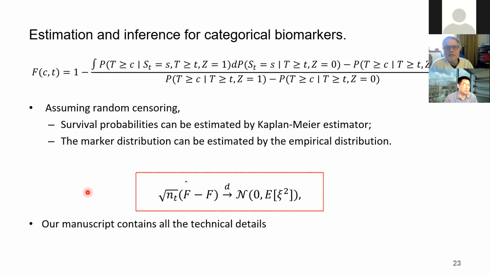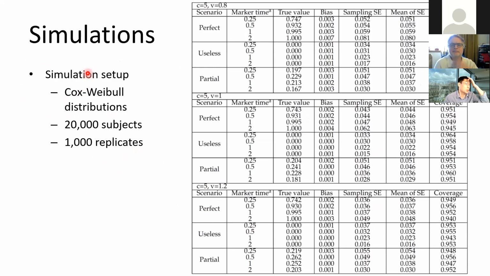So we can assume random censoring and survival probabilities can be estimated by Kaplan-Meier estimates. The marker distribution can be estimated by empirical distributions. And then we worked out all the technical details to calculate the asymptotics for this time varying measure. So we did run some simulations using Cox-Weibull distributions, a basic Cox model with a Weibull underlying baseline distribution, on 20,000 subjects, with 1,000 replicate simulations. When you look at the coverage probabilities, it works pretty well for different scenarios.